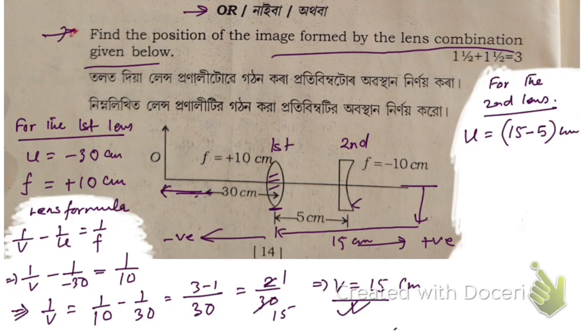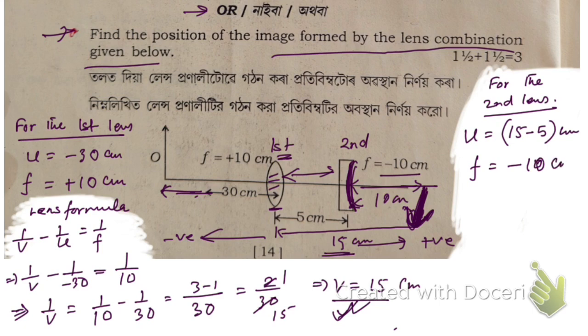Because this image is formed 15 centimeter away from the first lens, and the distance between these two lenses is 5 centimeter, this image will now be the object of this lens. So the object distance from this lens is going to be 10 centimeter. And this side is concave, so the focal length here is negative, minus 10 centimeter, right?